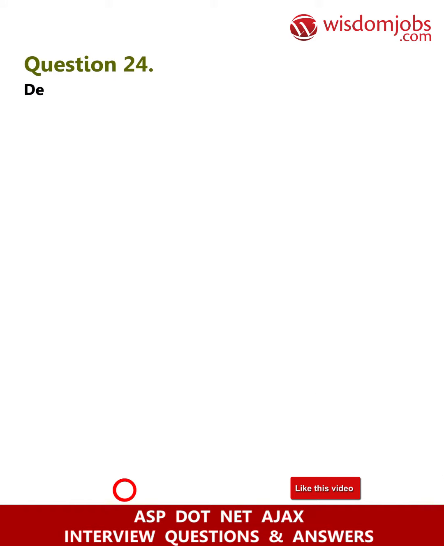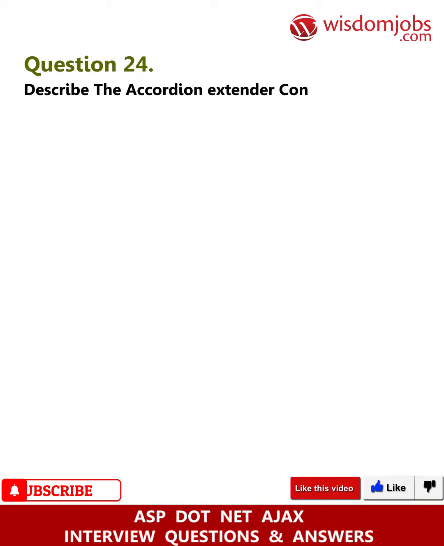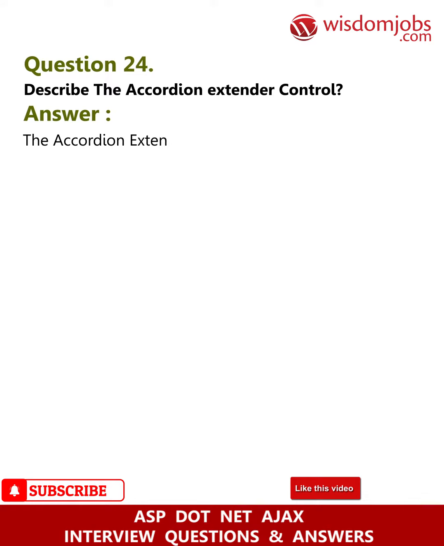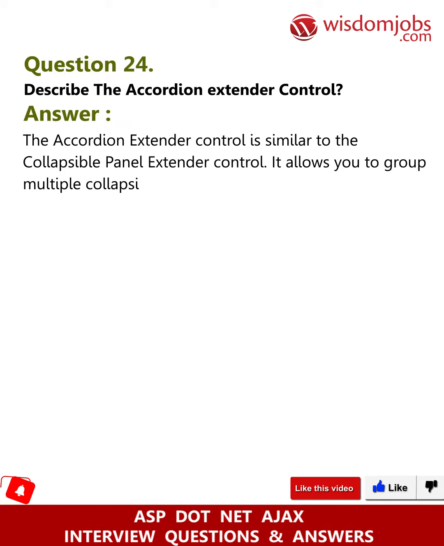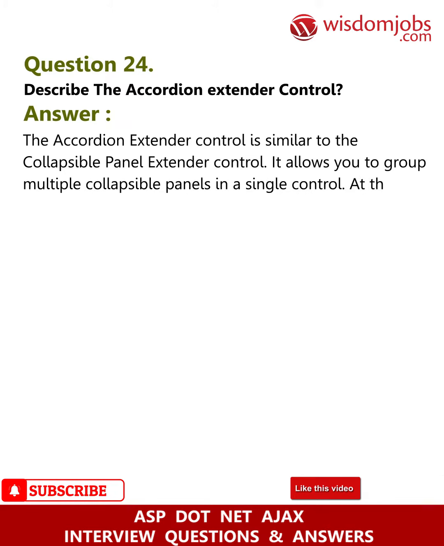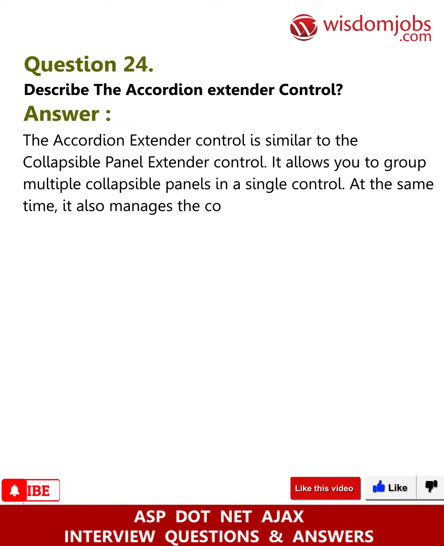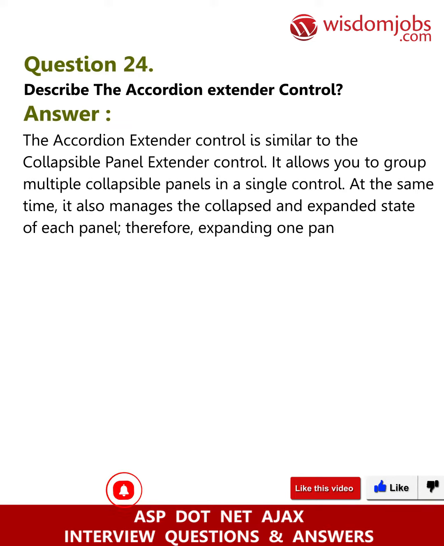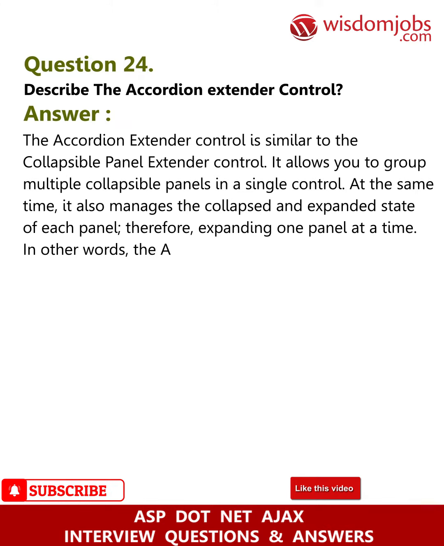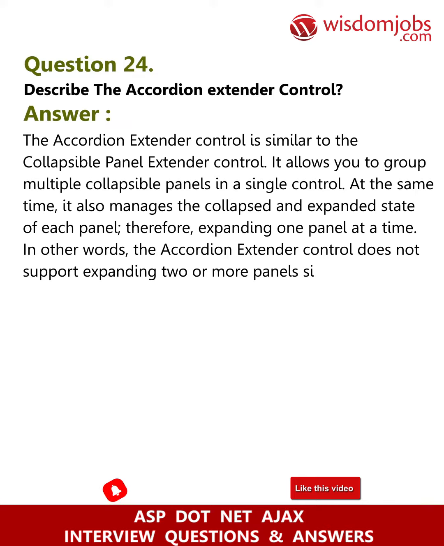Question 24. Describe the Accordion extender control. Answer. The Accordion extender control is similar to the collapsible panel extender control. It allows you to group multiple collapsible panels in a single control. At the same time, it also manages the collapsed and expanded state of each panel, therefore expanding one panel at a time. In other words, the Accordion extender control does not support expanding two or more panels simultaneously.